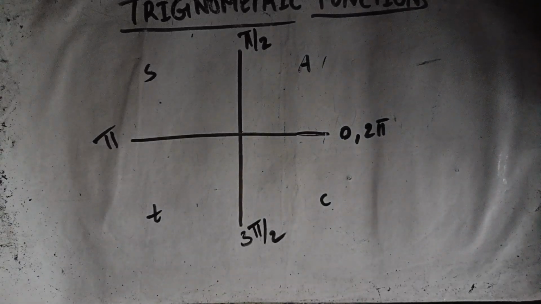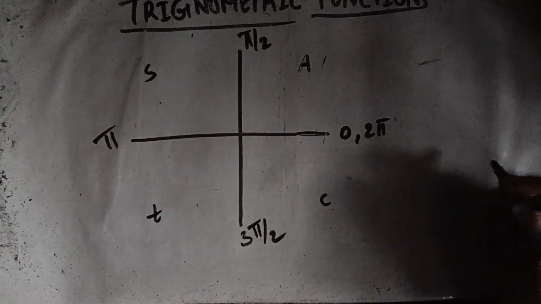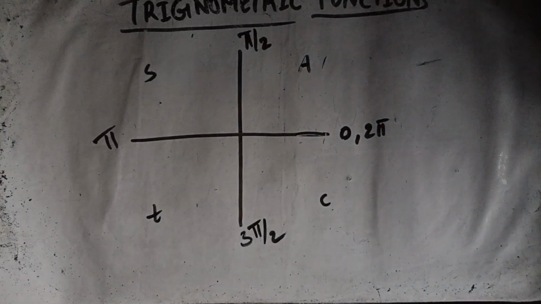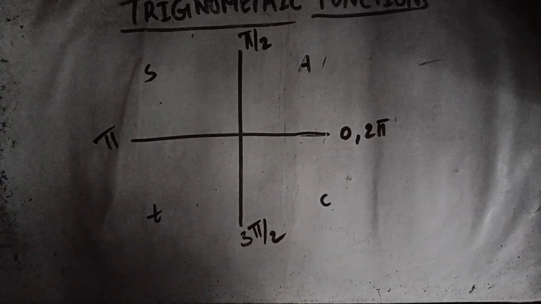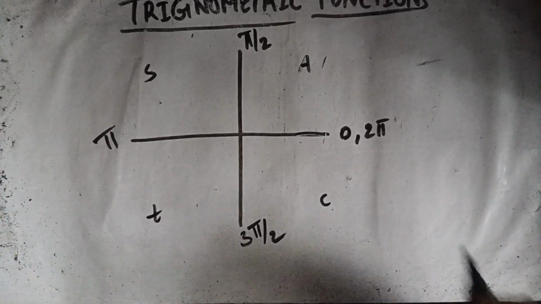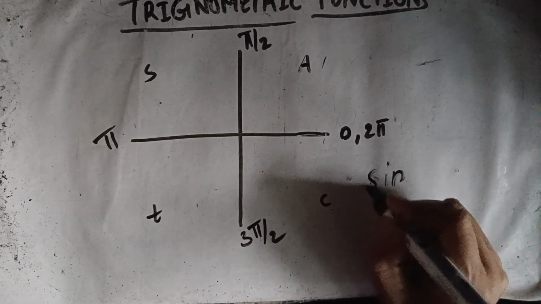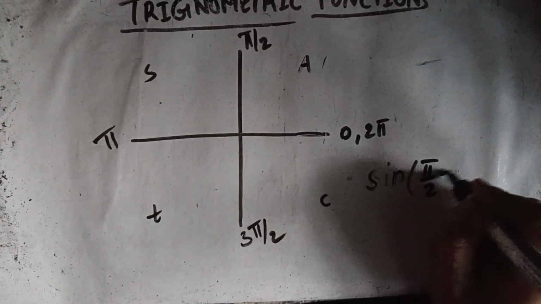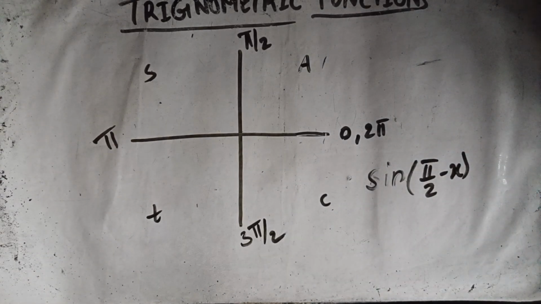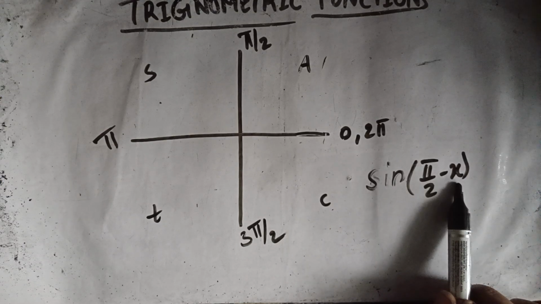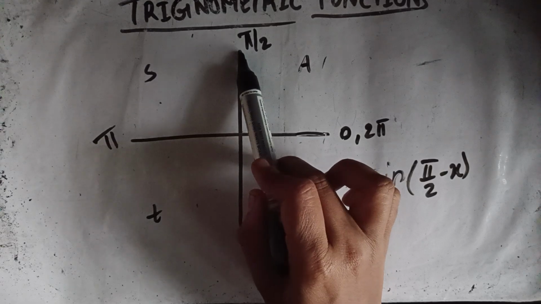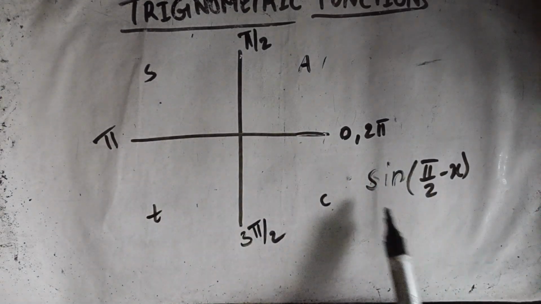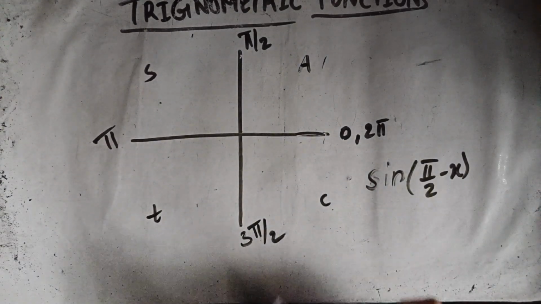Okay, so this way you can calculate all the angles which are given. Okay, so I'll take one example. Say sine of pi by 2 minus x. Okay, so now pi by 2 minus x. Pi by 2 is here. We are starting from this, correct? Pi by 2 minus x means this number, that is sine of this angle, falls here.